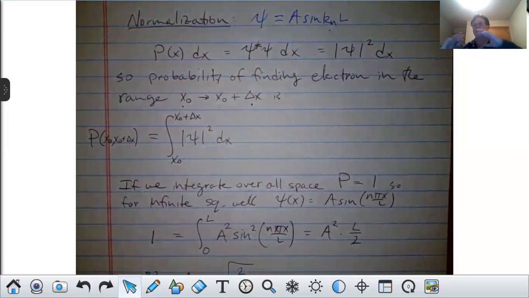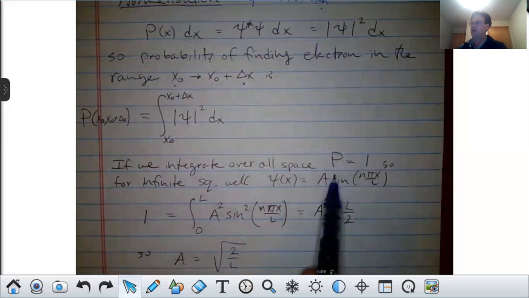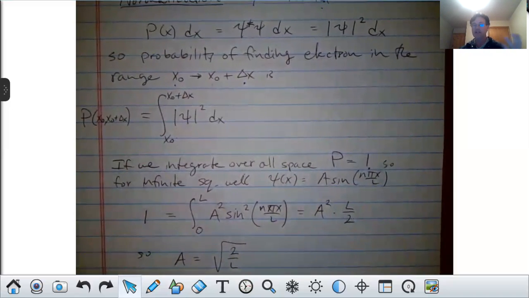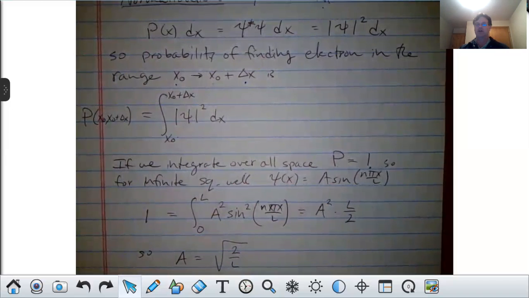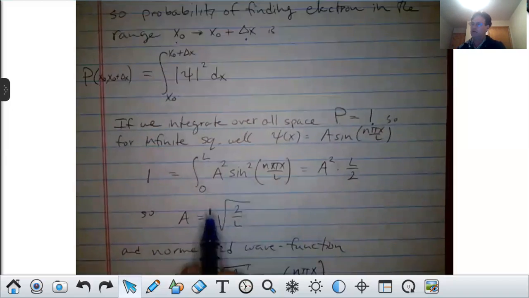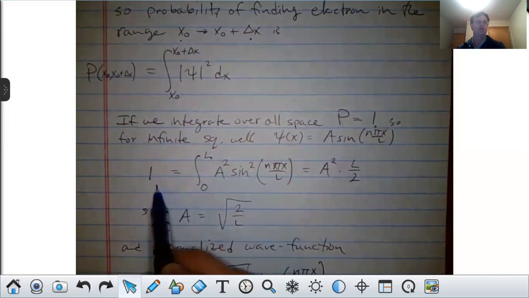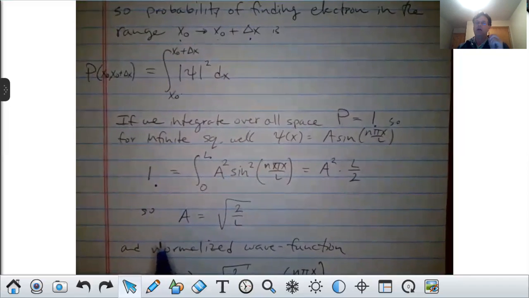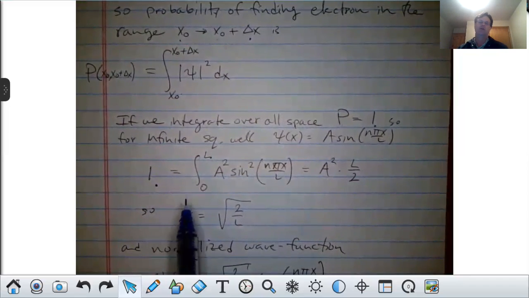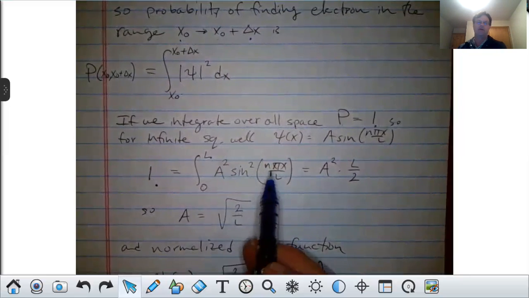So let's say we integrated over all values of x. It must be true that the probability is equal to 1. We must find the electron somewhere. Now, when you integrate over all values of x in this problem, the wave function is 0 for x less than 0 and greater than L. I only have to go from 0 to L, but that integral must equal 1 so that the probability is equal to 1. The process of doing this is called normalization, because I can plug in my wave function.